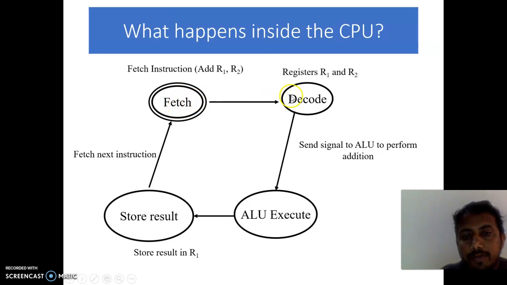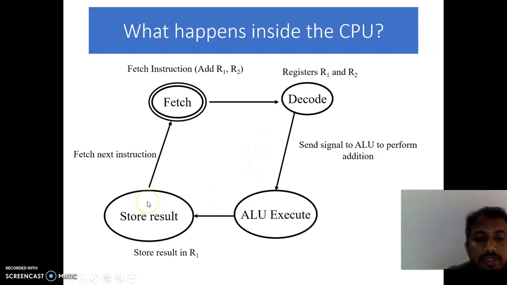After the fetch operation has been done, there would be a decode. From the decode, it would go for the execute in the ALU, and again it will store back the result in the memory. Next, the next instruction would be fetched. For example, we have taken an addition of two numbers from the R1 and R2 registers. So this would be the flow of how it is carried out inside the CPU.